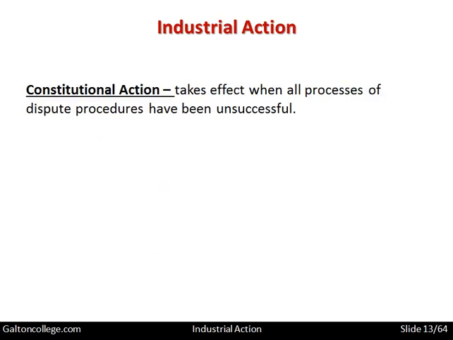Constitutional action takes place when all processes of dispute procedures have been unsuccessful. So if the two sides, management and workers, try to negotiate and they explore all the possibilities and still a problem remains between them, then if the trade union decides to take industrial action, that would be constitutional, because they have tried everything to resolve it before they took the industrial action. If they've tried every avenue and failed, tried to fix the problem but it couldn't be fixed, then the action that follows on will be constitutional.